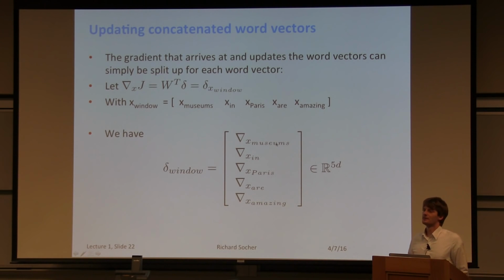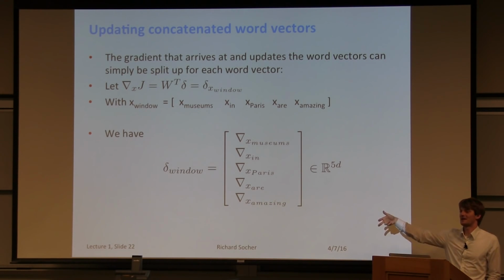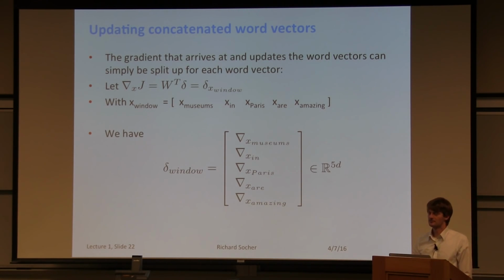Yeah? So what happens if you have multiple of the same word in the same window? Like museums in Paris and France? That's a great question. What happens if you have the same word in the same window multiple times? Well, it's just the same thing. You have here delta of your window, and museums happens here and here. In the end, you look up the ID and you add both of those derivatives to that ID in your lookup table.